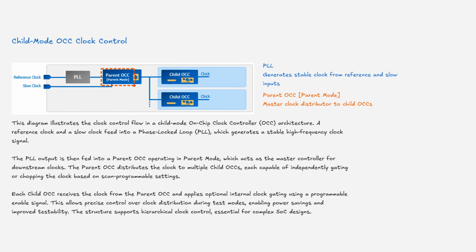The parent on-chip clock distributes the clock to multiple child on-chip clocks, each capable of independently gating or chopping the clock based on scan programmable settings. Each child on-chip clock receives the clock from the parent on-chip clock and applies optional internal clock gating using a programmable enable signal. This allows precise control over clock distribution during test modes, enabling power savings and improved testability. The structure supports hierarchical clock control, essential for complex SoC designs.